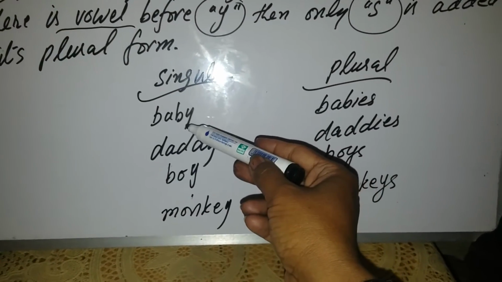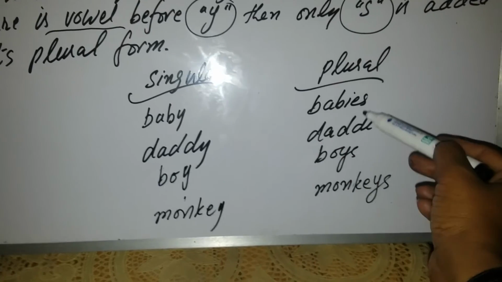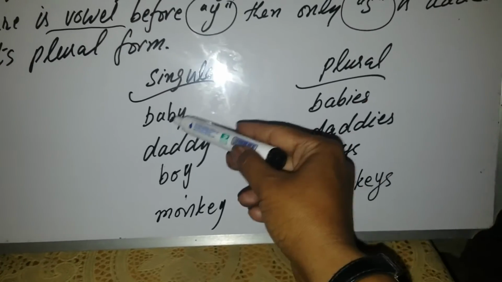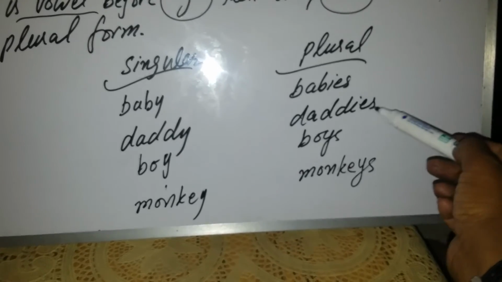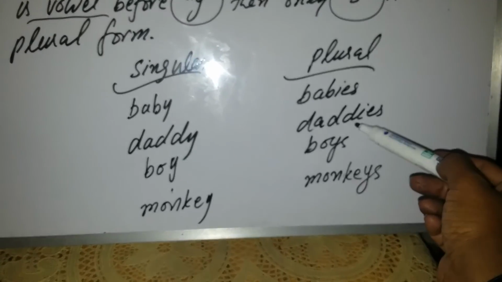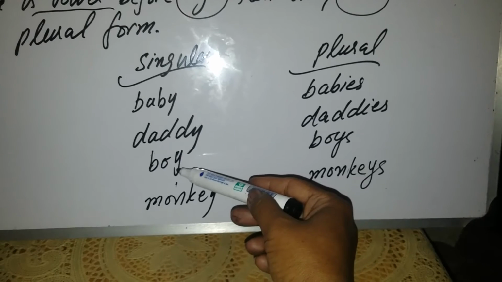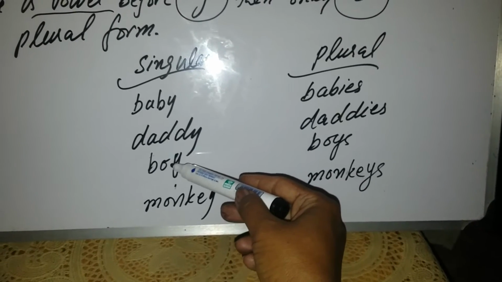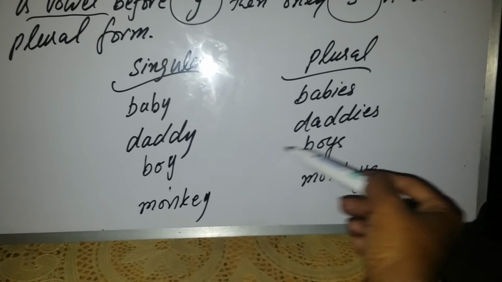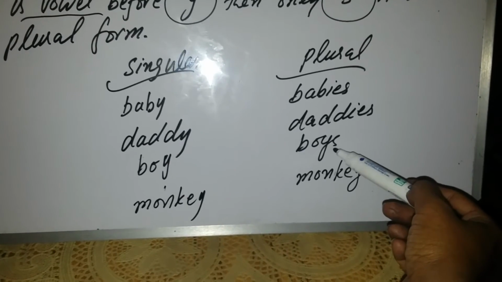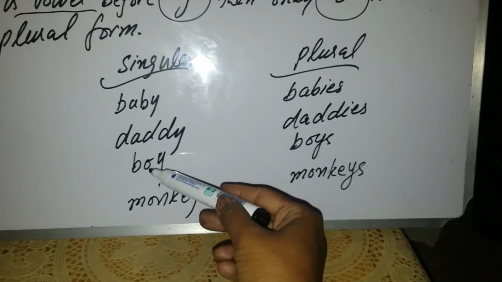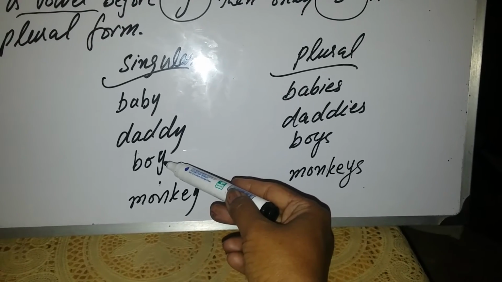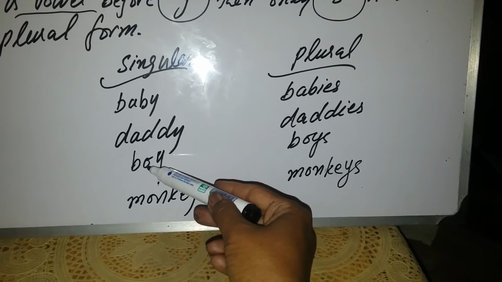The first one is baby. Now y is converted into ies. This is singular, this is plural. Daddy. Now y is converted into ies and it is converted into plural. Now look at this one, boy. Now there is a vowel written before y, so you will put just s after it for converting it into plural. Boy and boys. Y will never be converted into ies because before y there is a vowel.